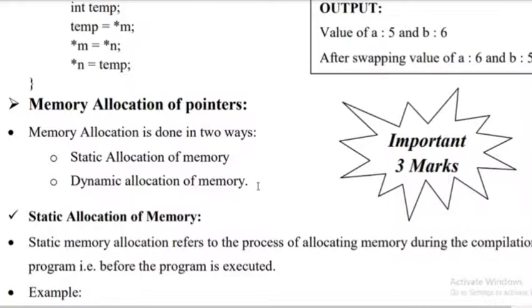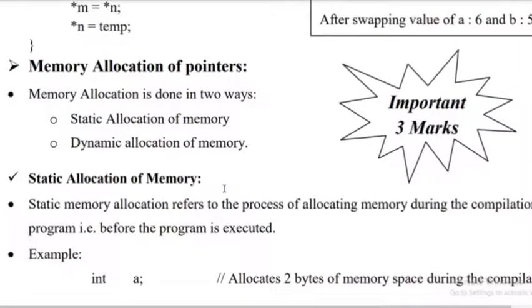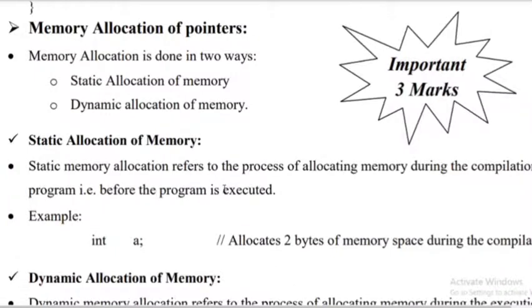Now we'll see. There are two ways we can allocate memory for a pointer, that is static allocation of memory and dynamic allocation of memory. Now we'll see what is static allocation of memory.